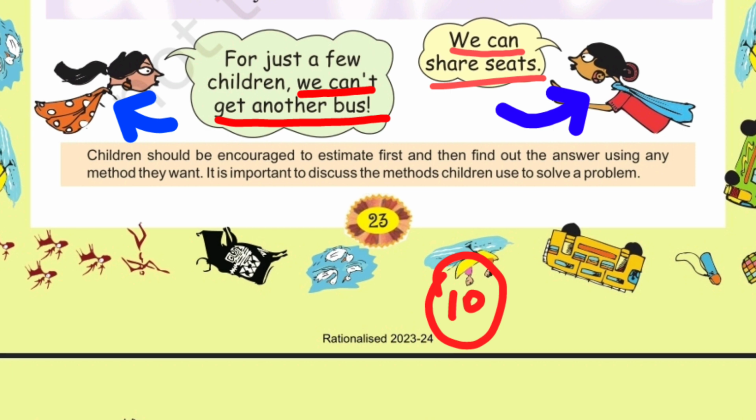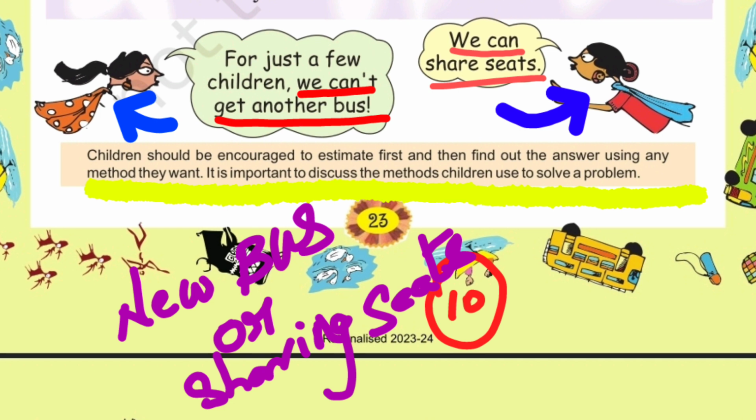There is a paragraph given below. Let's read that. Children should be encouraged to estimate first and then find out the answer using any method they want. For example, children have to discuss and estimate whether they can take a new bus for the 10 children or share the seats. It is important to discuss the methods children use to solve a problem. So it is important for everyone to discuss the method, whether they want to get a new bus or share the seats to solve the problem.